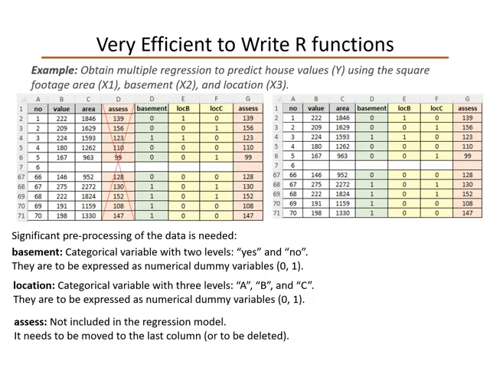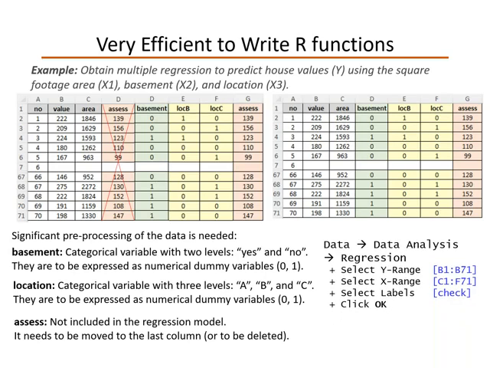Using this table, the regression model will be obtained by selecting data, data analysis, regression, select Y range, select X range, select labels, and click OK. All these operations are not trivial. Remember that for all these in R, this short and simple lm function is needed to obtain the regression output.